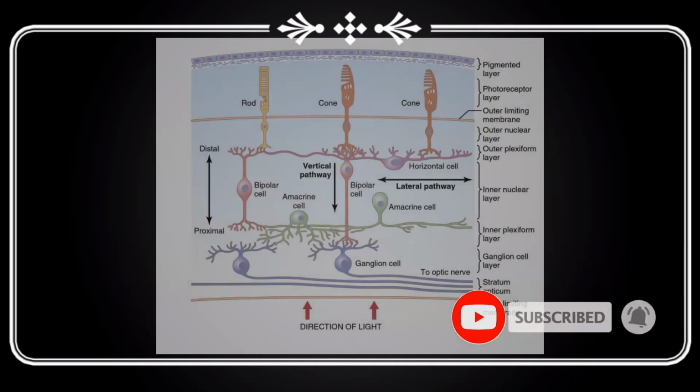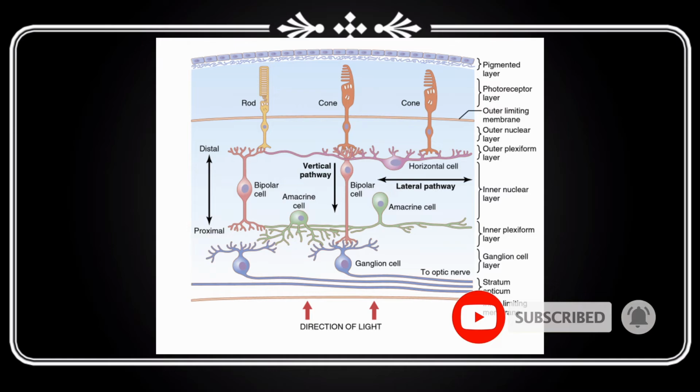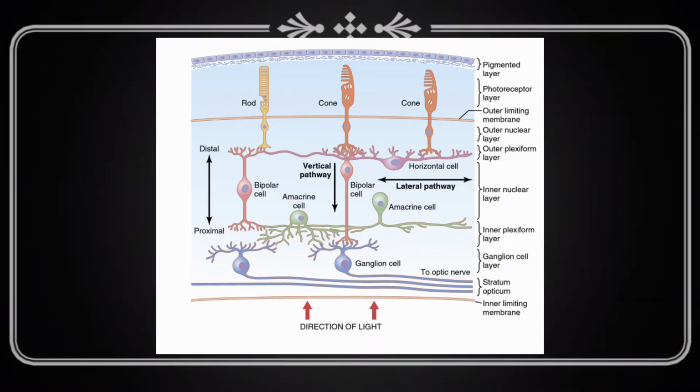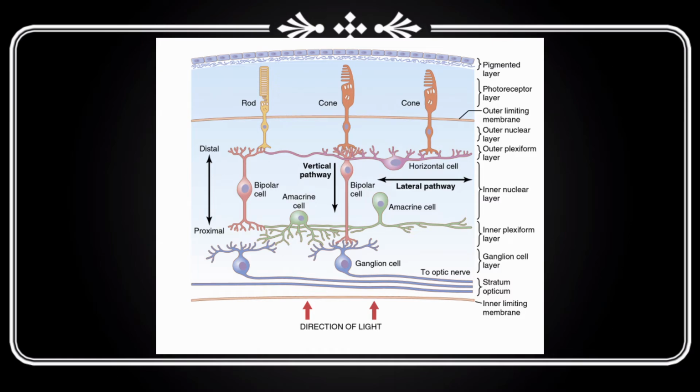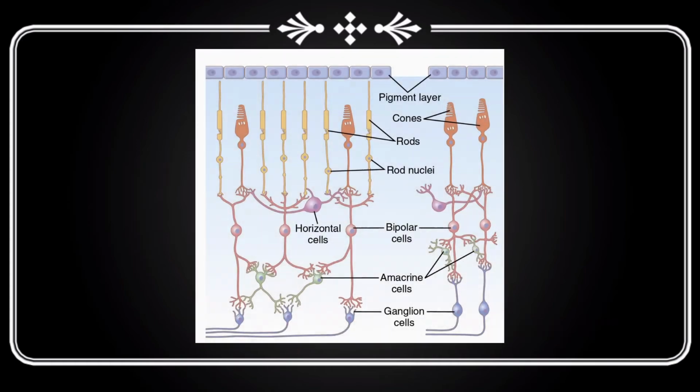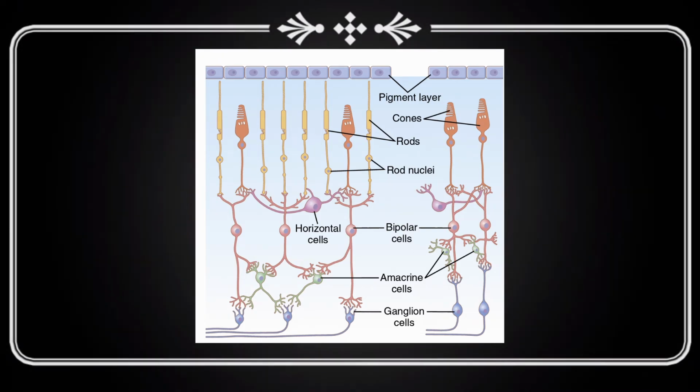This is the picture of the retina, the layers of the retina. Mainly there are 10 layers, but basically only 3 layers. This is again the picture of the retina, the layers. You can see the pigmented layer and the photoreceptor layer, cones and rods, and the horizontal cells, bipolar cells, amacrine cells, and ganglion cells.